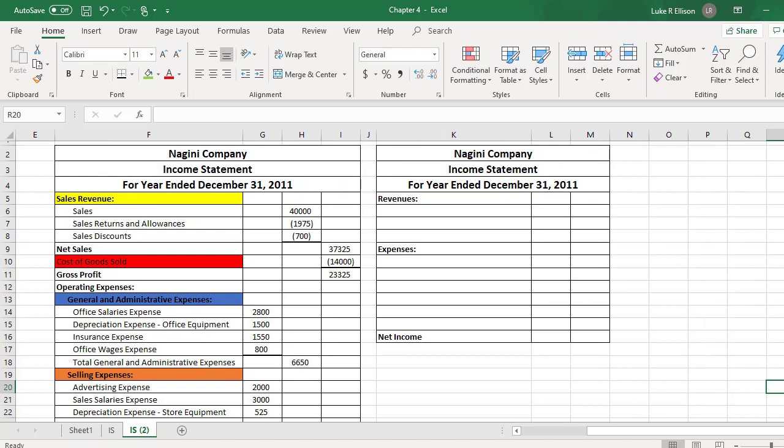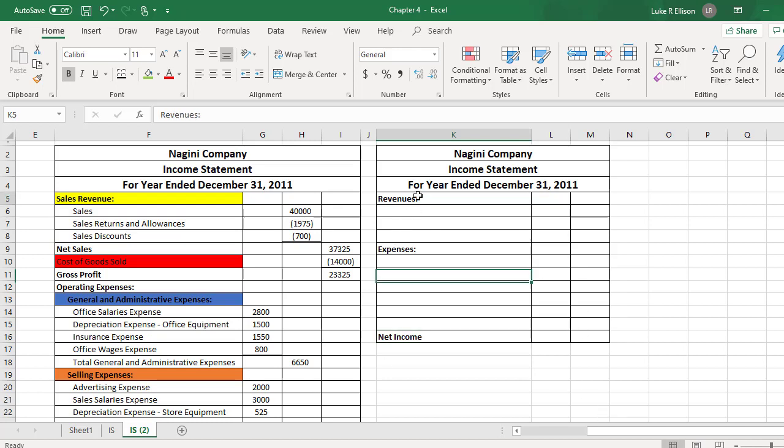So a reminder that the single-step income statement is simply going to list all of the revenues, list all the expenses, and then subtract those in one step to get our net income. Now we're not going to do all of the individual accounts here, but we're going to do some more of the totals just to make this a little bit more compact.